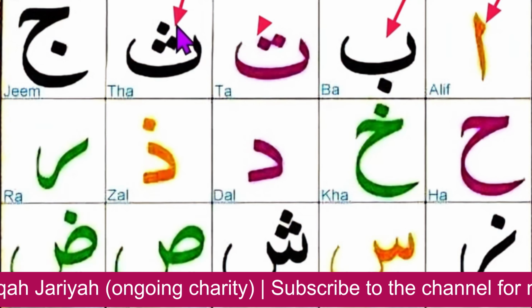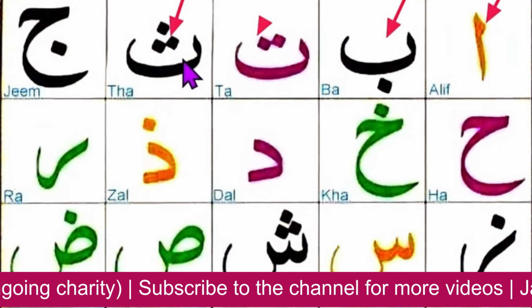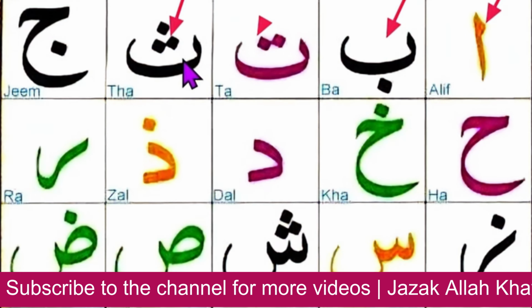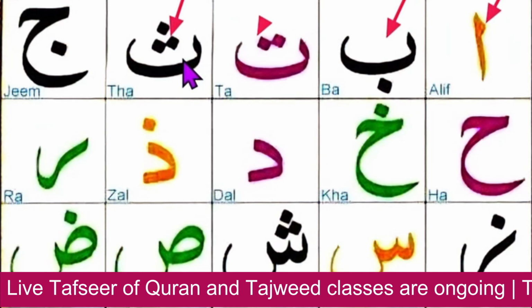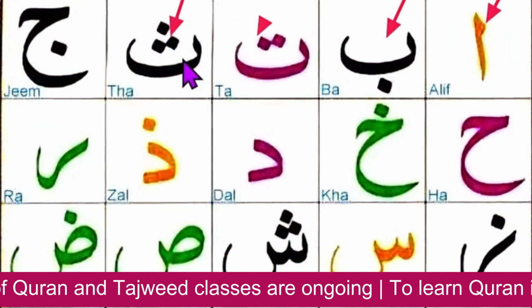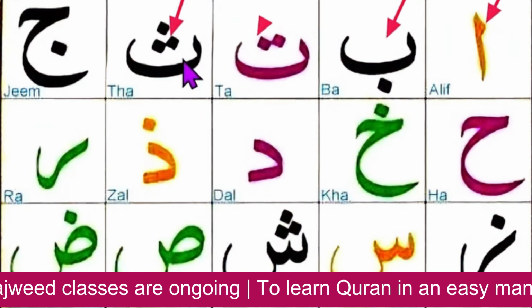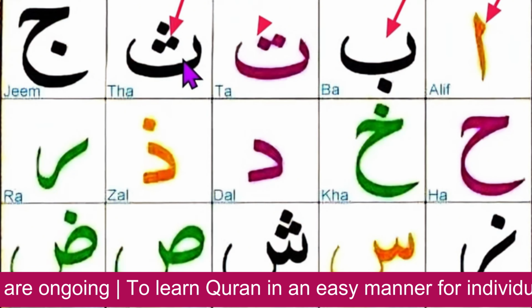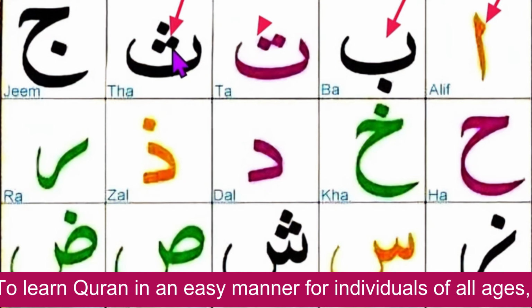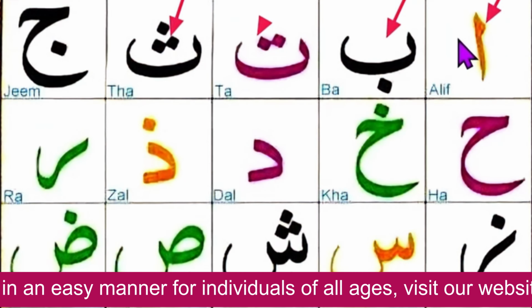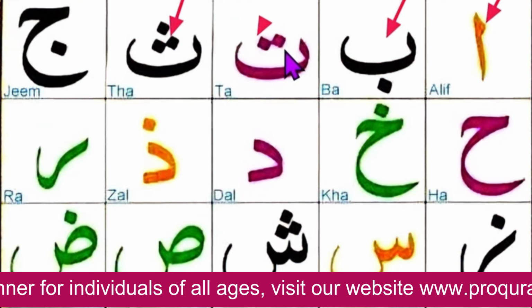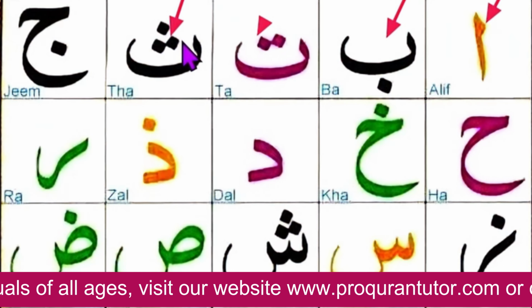Simple, and then we have Tha. So how to pronounce the Tha? It's simple: touch the tip of the tongue with the edges of the upper two teeth. Okay, so it will be pronounced Tha. Alif, Ba, Ta, Tha.